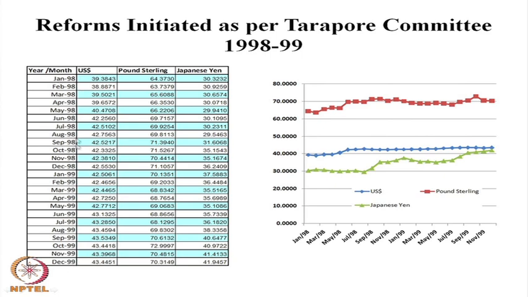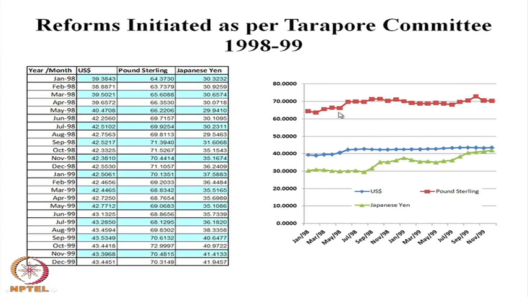During this period, the recommendation of the Tarapore committee was implemented. Many policy measures have been initiated as per the recommendation. These policy measures have given new impetus to the rupee to identify its own value. The US dollar, pound sterling and Japanese yen: if you see the US dollar, despite the reform measure, the rupee remains stable against the US dollar.